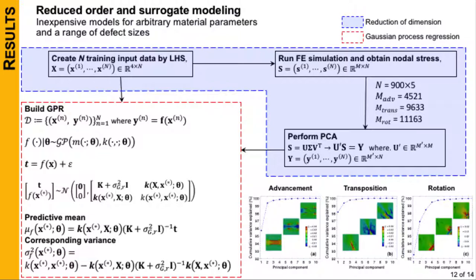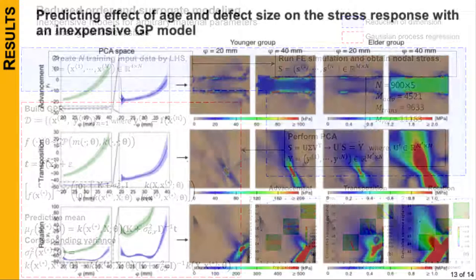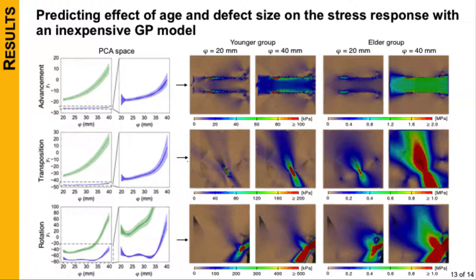So we again run a bunch of simulations, like 15,000 simulations with a different set of parameters, different set of defect sizes, and we build these very cheap models. So this is almost my last slide. So these are, for example, predictions from the surrogate model.